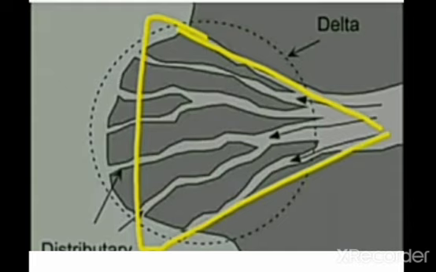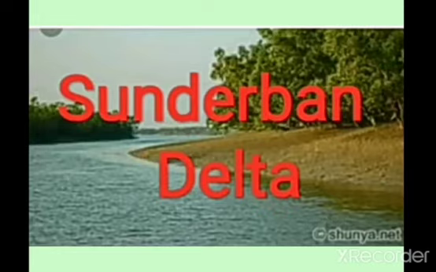Okay children, I think all of you understood, and one more time I will repeat. What is a delta? A triangle shaped area where a river divides into several smaller rivers or streams before flowing into the sea. That is called a delta. Children, see the picture. It is Sundarban Delta.